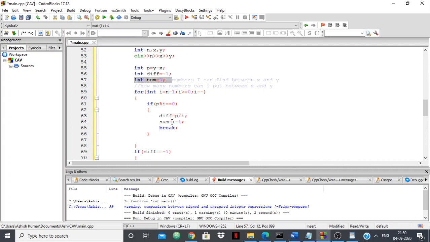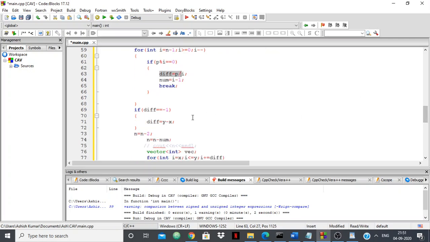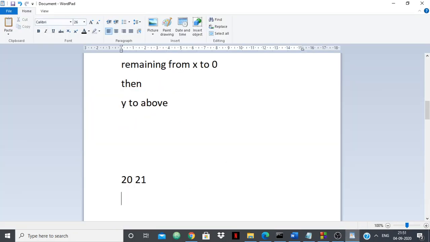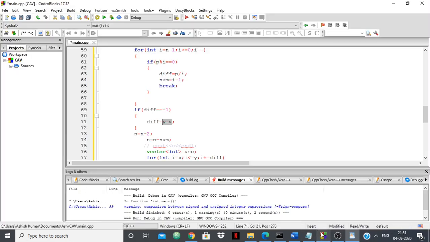So I'm starting from n minus 1 and checking what is the maximum number of elements I can put between x and y. And that number will be I minus 1, meaning I can put I minus 1 numbers between x and y with a common difference of p by I. Okay, and if difference is minus 1, then I can put no number between x and y, so the common difference will be y minus x, 21 minus 20, so common difference will be 1. Now I've got the common difference, I've got two elements.